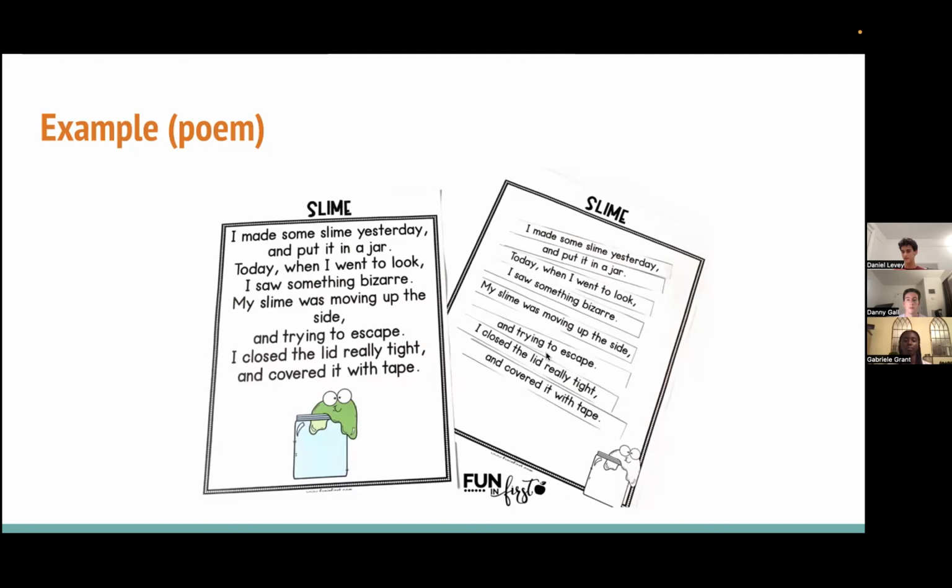I made some slime yesterday and put it in a jar. Today, when I went to look, I saw something bizarre. My slime was moving up the side and trying to escape. I closed the lid really tight and covered it with tape.